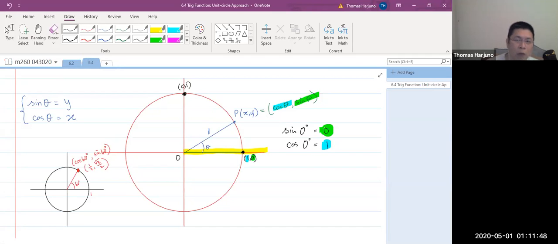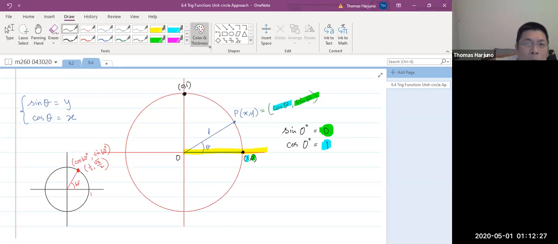Now notice that however innocent these two values look, we cannot find the value of sine 0 degrees and cosine 0 degrees using a triangle. We cannot use a right triangle. Why? Because in a right triangle, all the angles have to be positive. Cannot be 0. That's why for us to find the value of sine 0 and cosine 0 degrees, we need to use this unit circle approach. But the idea is actually quite simple.